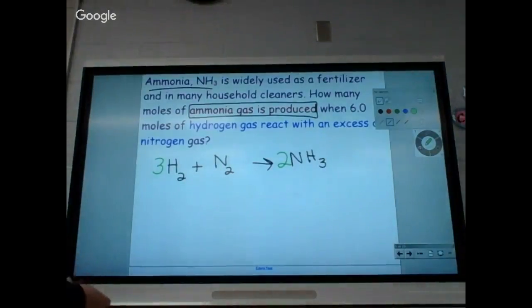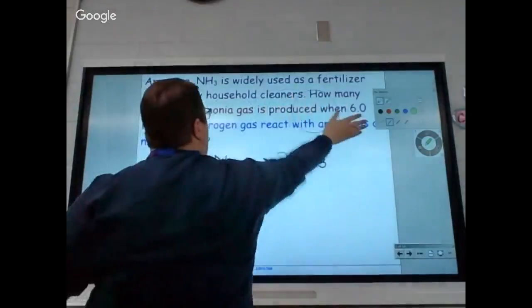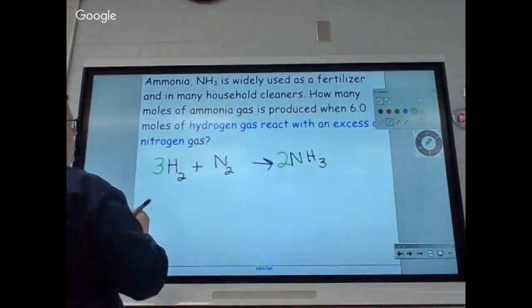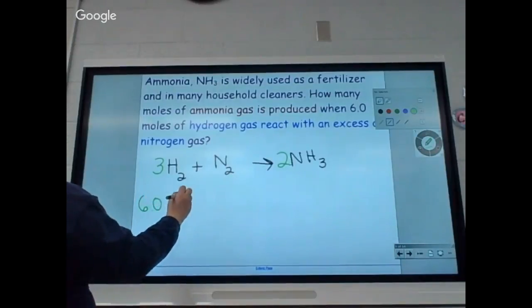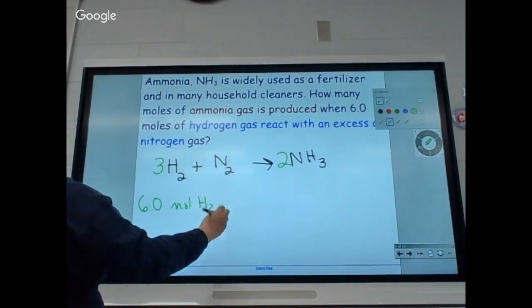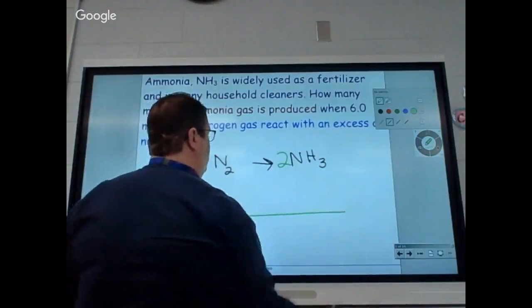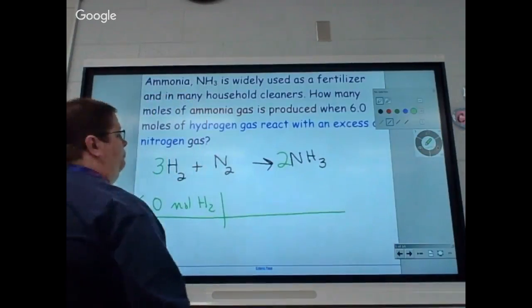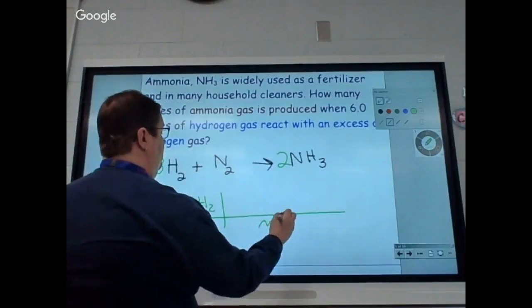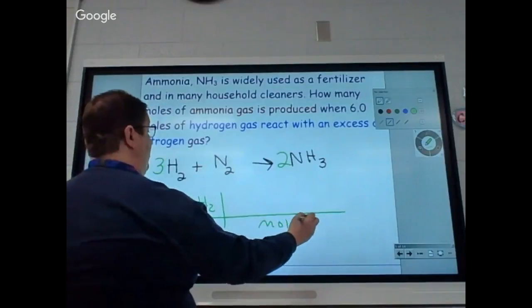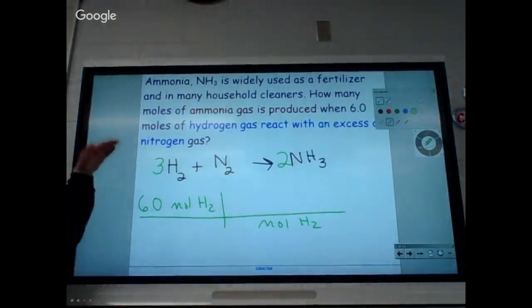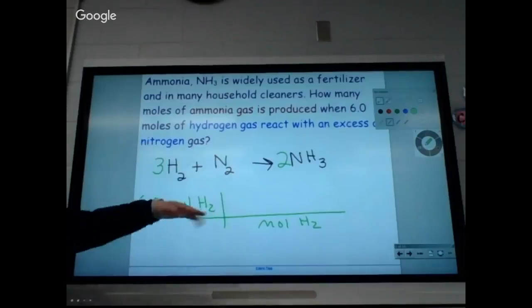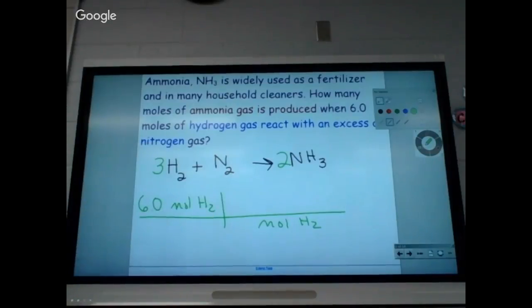All right. So now that we have the equation written, what did they give us in the question? 6.0 moles of hydrogen. Okay, so what goes on the bottom? Moles of hydrogen, because that's on the top. Is everybody good with us on that part? Okay? Whatever's on top has to go where? On the bottom, so it will do what? Cancel. Is everybody good so far?